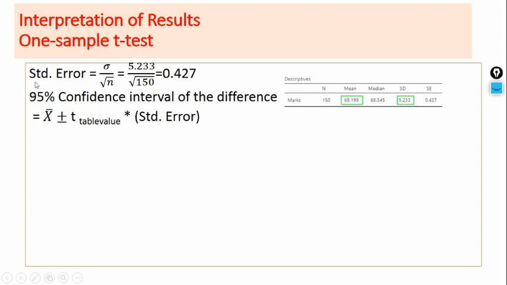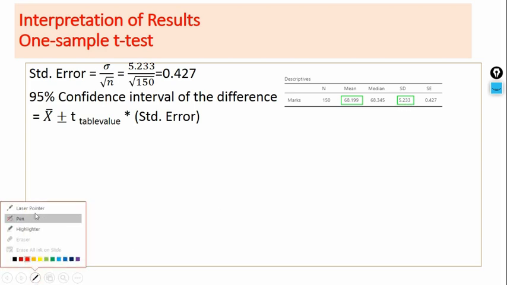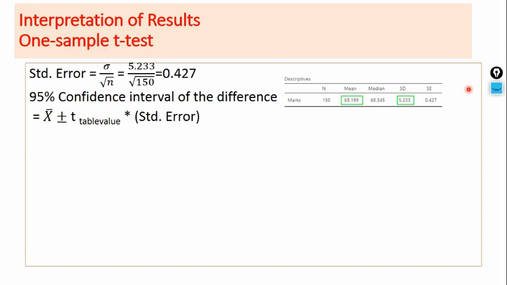Here we have to calculate standard error. Standard error is already given, but we can learn from here how to calculate it. Standard deviation upon under root n. Standard deviation 5.233, let me take the highlighter, it will be comfortable for me. When we divide 5.233 by under root 150, we will get 0.427. Yes, this is standard error.